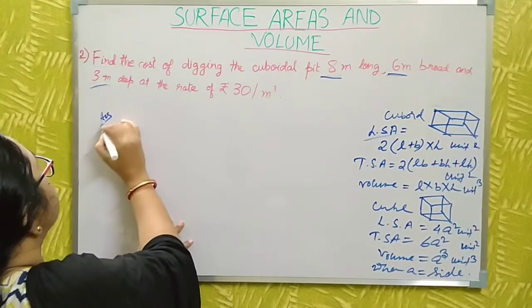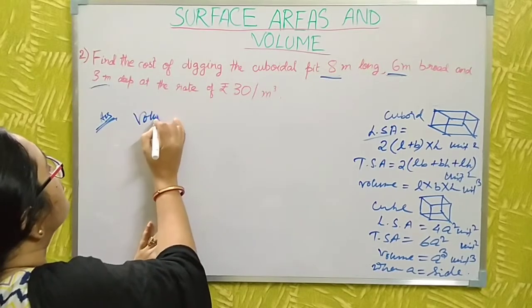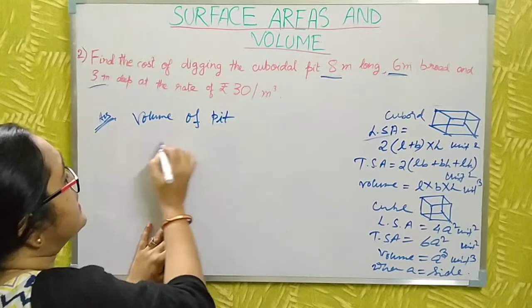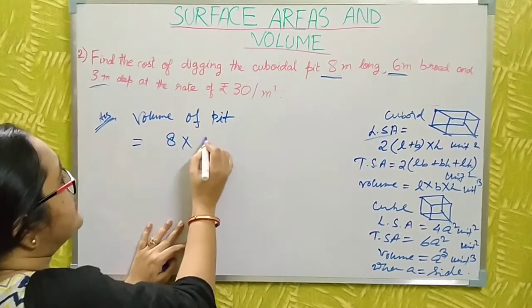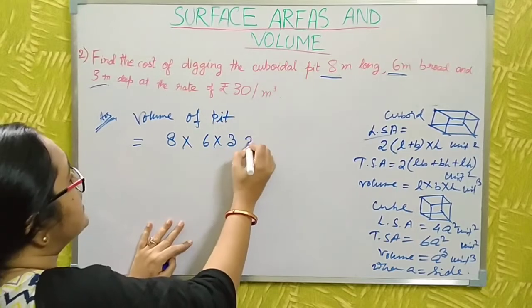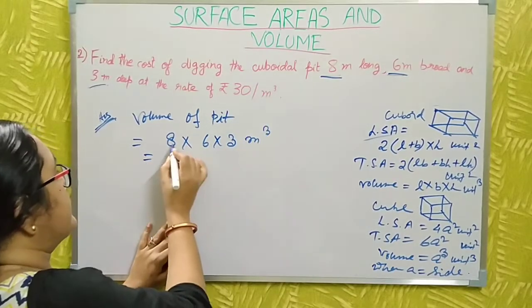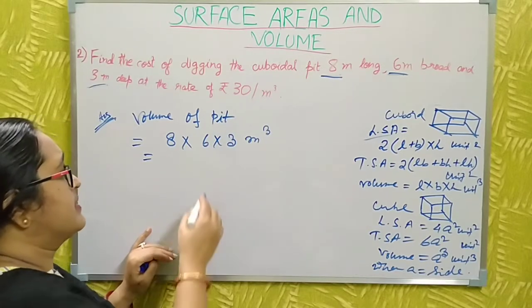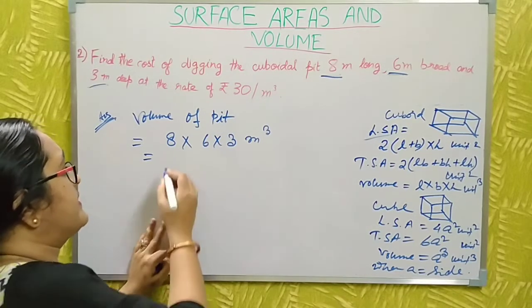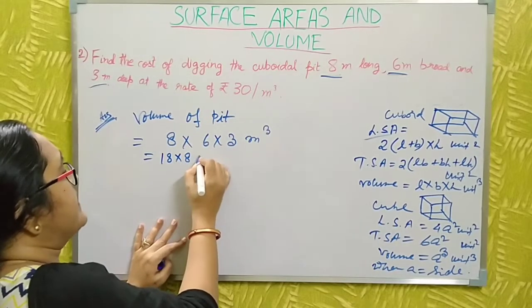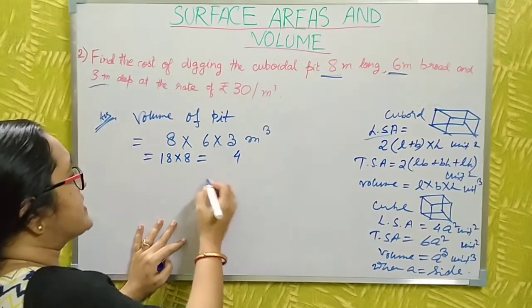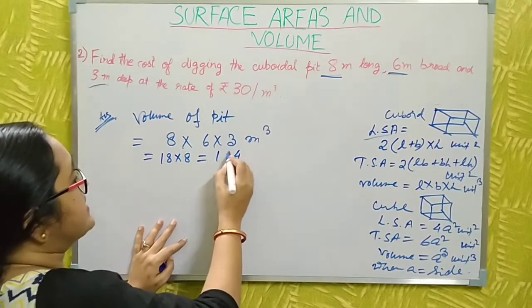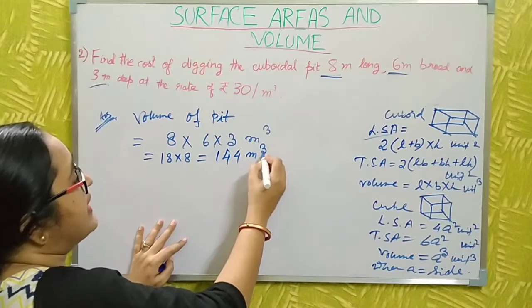First, the answer to this question: the volume of the pit is 8 into 6 into 3 meter cube. 6 3s are 18, 18 into 8: 8 8s are 64, and 6 carry, 8 plus 6, 144 meter cube.